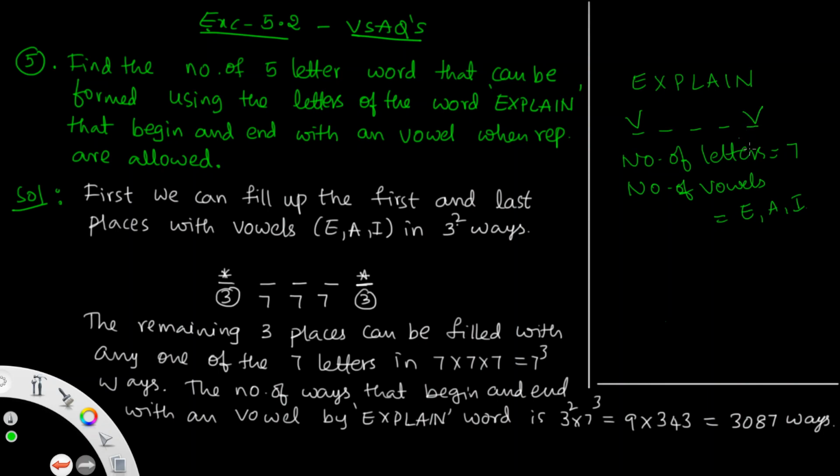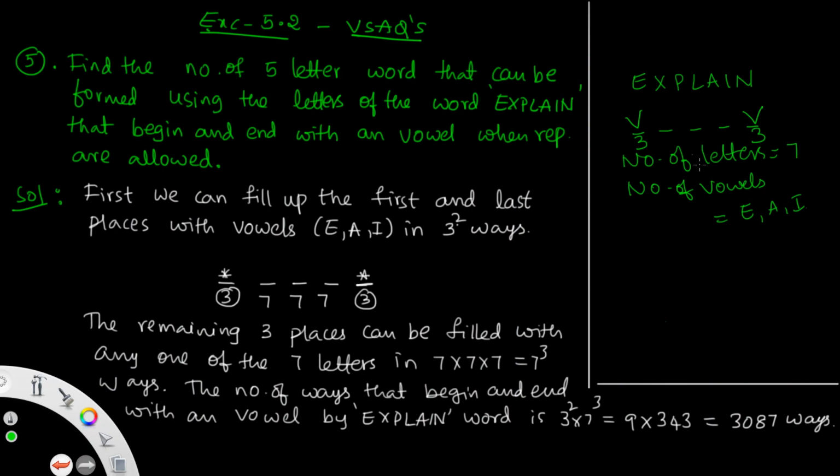That means the units place and the 10,000 place, that is units, tens, hundreds, thousands, ten-thousands, must be filled with vowels. That is E, A, I, so three vowels are there. Any one of the vowels can be used, so it can be done in three ways. Similarly, the units place can also be filled in three ways.